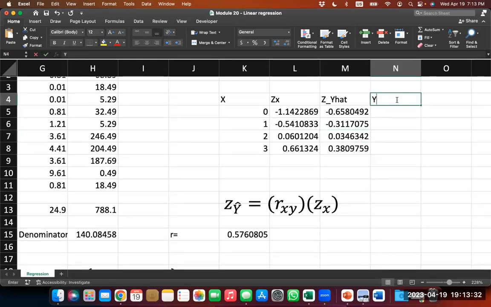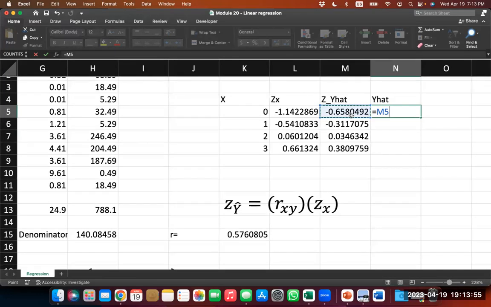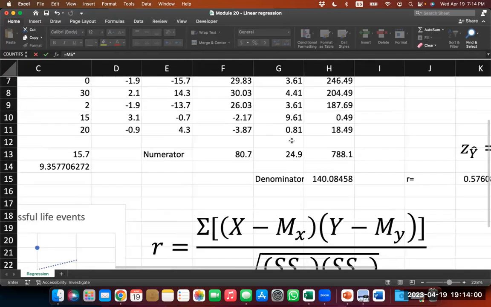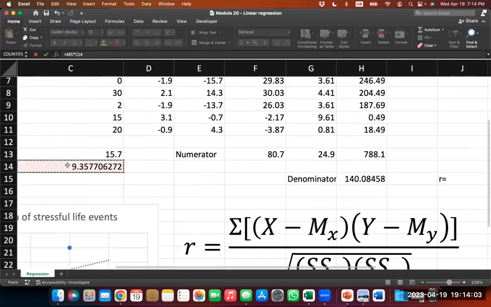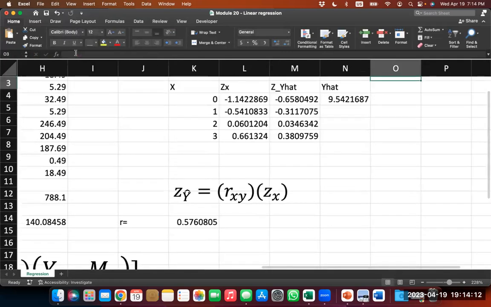And to get it from standardized back to a predicted raw y, we need to have z y hat. And remember the equation of how we're standardizing it, y minus my divided by the standard deviation. So now we need to do z y hat multiplied by the standard deviation plus the mean. And that's how we get back to the original raw score. Now we're logging this in. We can do this for all the other ones too.